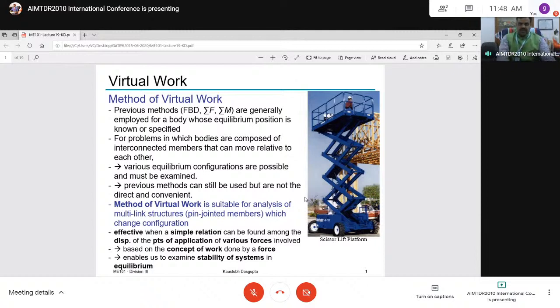This problem can be considered here, which is composed of interconnected members like this, which can move relative to each other. Various equilibrium configurations are possible. The method of virtual work is suitable for this type of problem when there is a pin connection like this. The concept of work done by a force and the stability of the systems we can determine by considering the principle of virtual work.